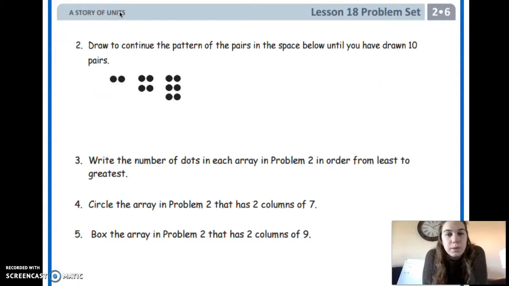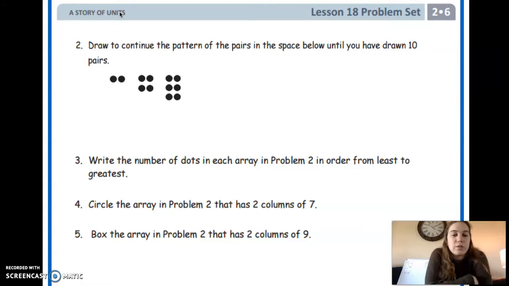For number 2, it wants you to continue the pattern of the pairs in the space below until you've drawn 10 pairs. So in the first one you have 2 dots, so that's 1 pair, and then it goes 4 dots, so that's 2 pairs, and then you have 6 dots, so that's 3 pairs. Then you would need to make 8 dots, so how many pairs would that be? Good, you're going to keep going until you get 10 pairs.